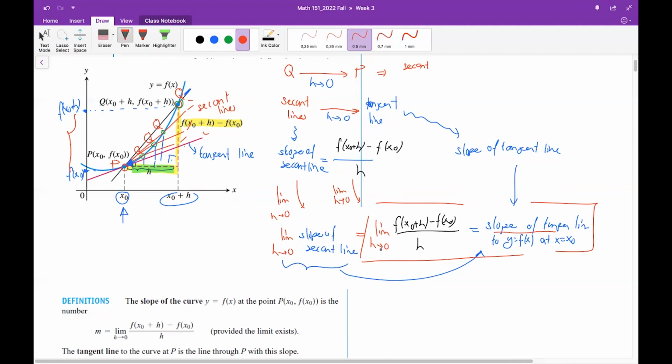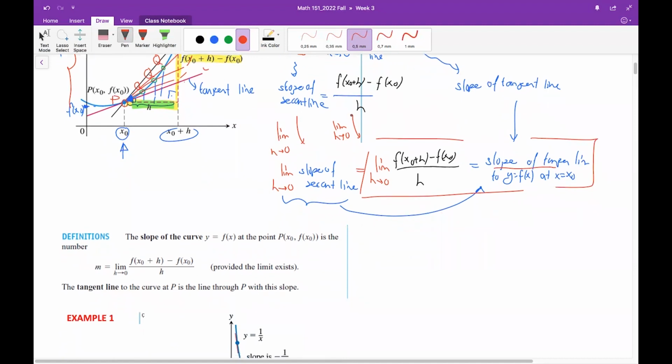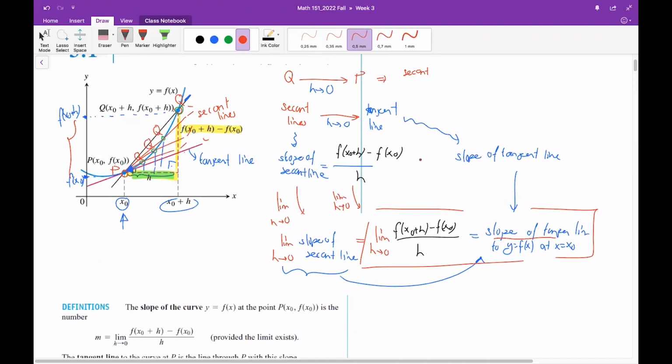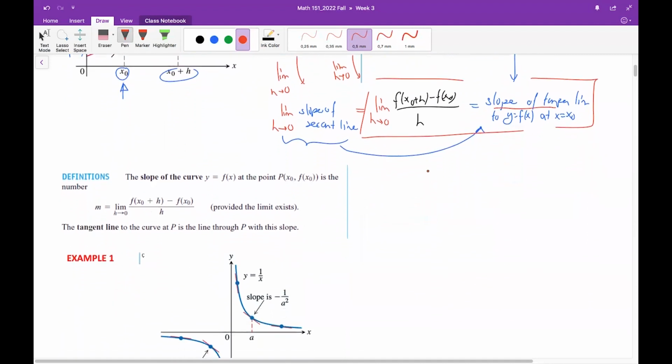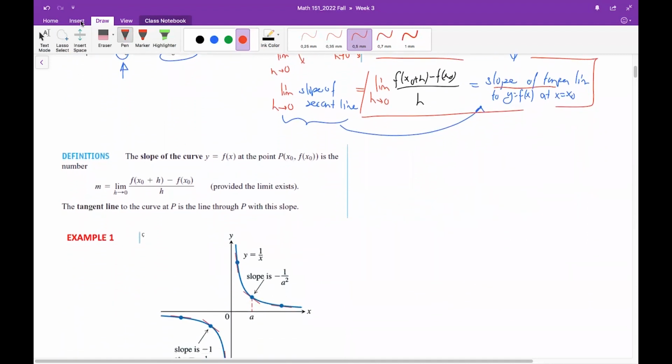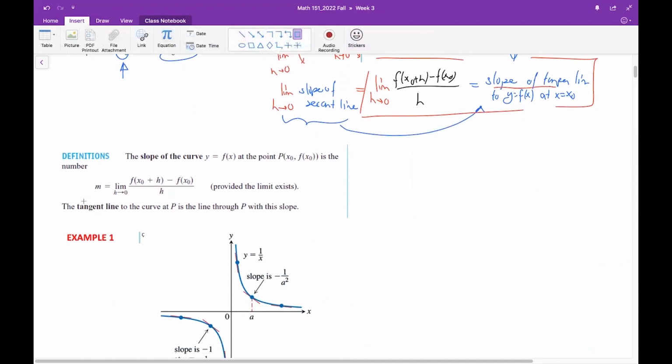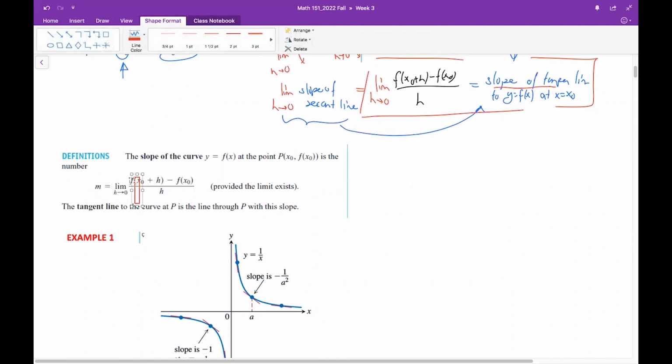Additionally, you just put limit h goes to 0 in front of the expression that we found for the slope of the second line. So that's the relation. I can now relate the slope of the second line and the slope of the tangent line if you put here the limit h goes to 0. So this is what is written here as the formal definition of the slope of the tangent line, okay?